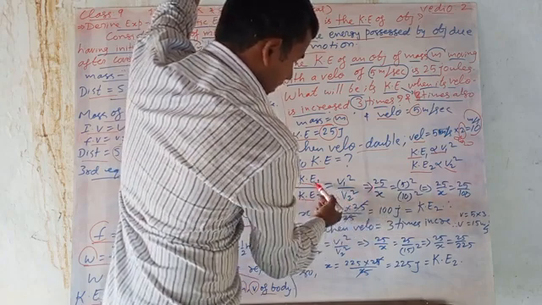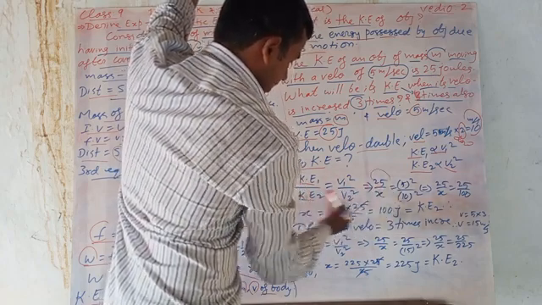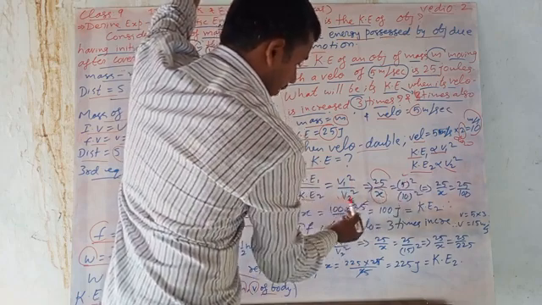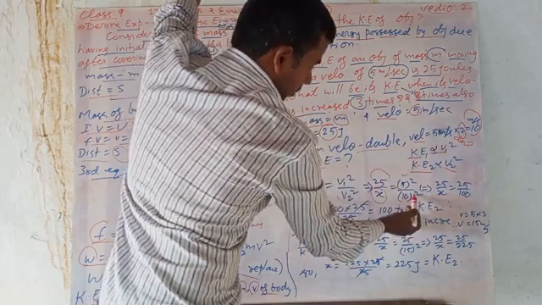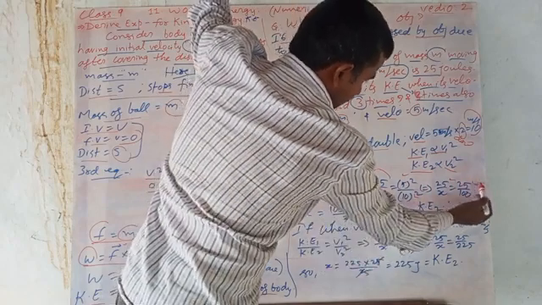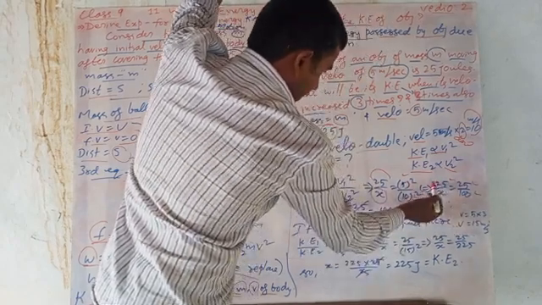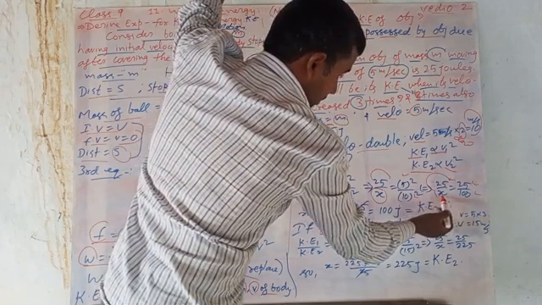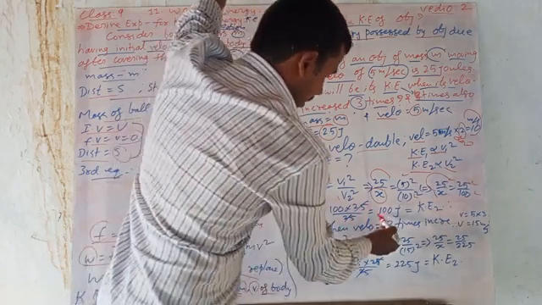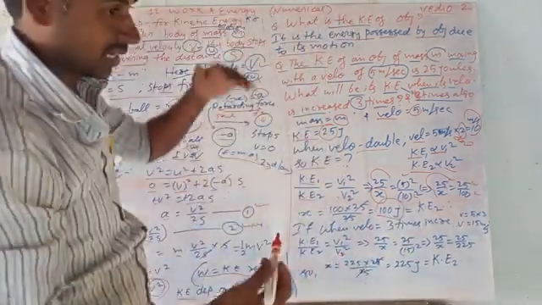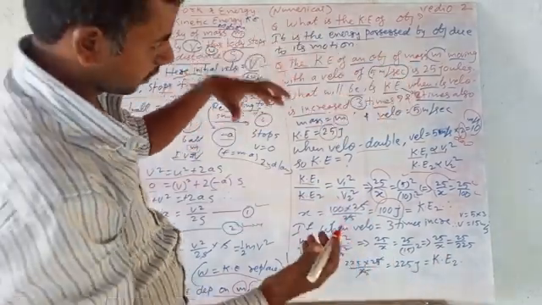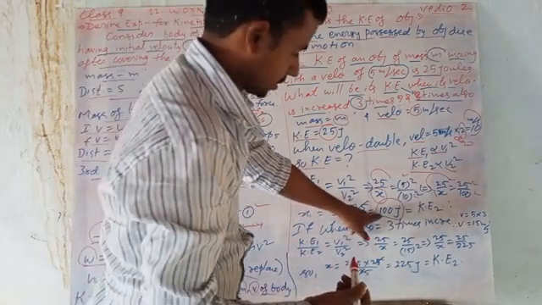Here kinetic energy 1 is 25, kinetic energy 2 is x, which we don't know, velocity 1 is 5 square, and velocity 2 is 10, already doubled, 10 square. So 5 square is 25, 10 square is 100, 25 by kinetic energy 2 is 25 by 100. So x is equal to 100 into 25 by 25, 25 and 25 cancel. So you will get 100 joules. When you make the velocity of the object double, you will get kinetic energy of 100 joules.